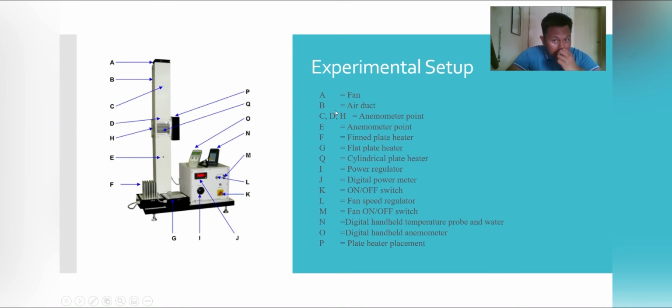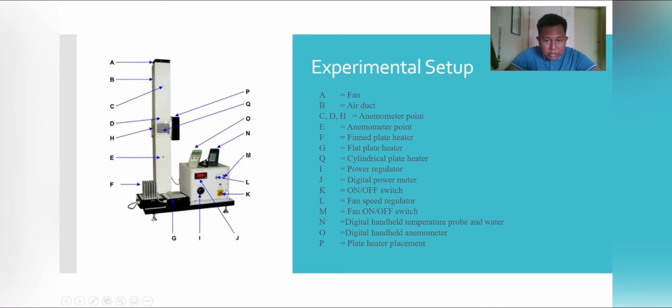Okay, for the experiment setup, A is a fan, B is an air duct, C, D and H are anemometer points, E is anemometer point 2, F is a finite plate heater, Q is a cylindrical plate heater, I is the power regulator. This is a power regulator. Okay, this is a digital power meter.